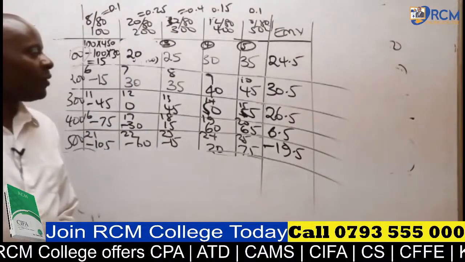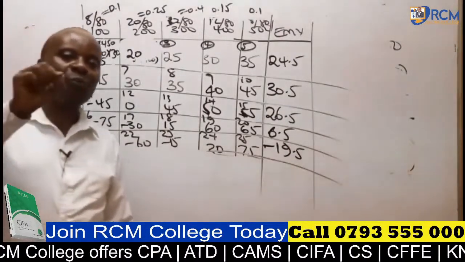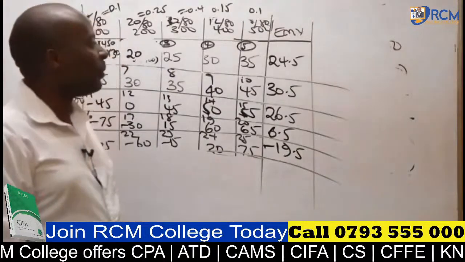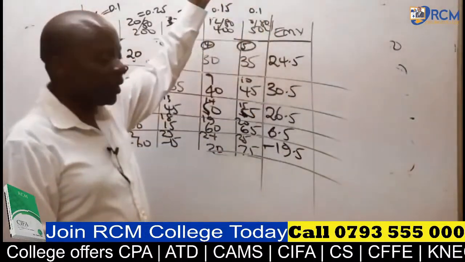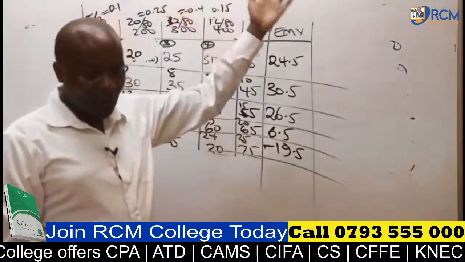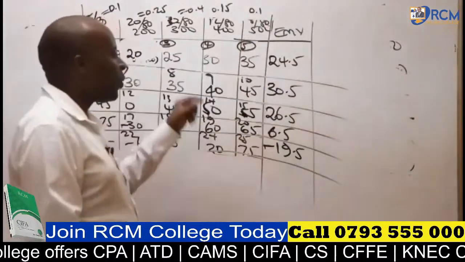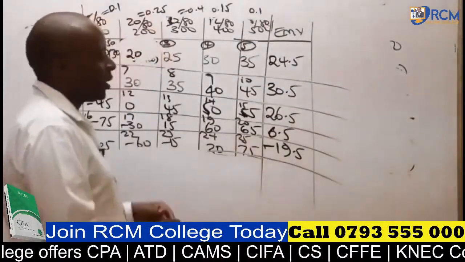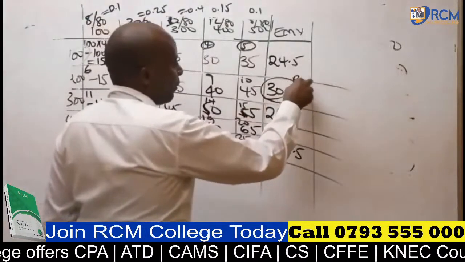So, ladies and gentlemen, having really gotten these expected monetary values, remember when it comes to making a decision, we normally go for the highest expected monetary value. Money is sweet. The more you have, the better. So amongst all these expected monetary values, the one where I'm expecting the highest, the biggest. So this 30.5 is what I'll work with as the best EMV.